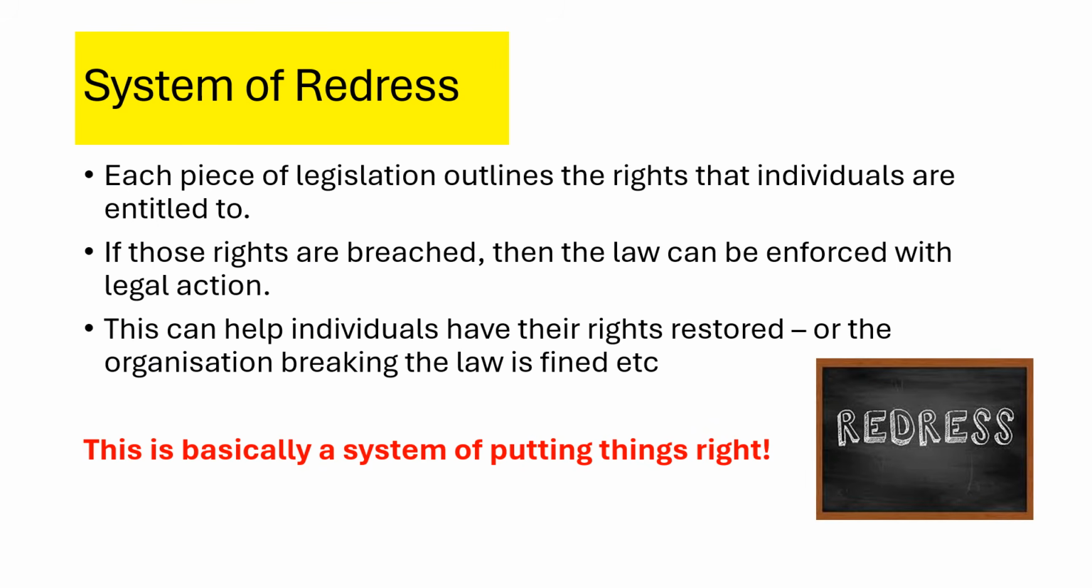So I've been talking all about all the different types of legislation, and I'm now going to move on to a system of redress. I apologise. So where legislation outlines the rights that individuals are entitled to, if those rights are breached, then the system of redress can come into place. It can help an individual have their rights restored. So it means that the setting can be taken to court, and if they're found to have broken the law, they can be fined. Basically, a system of redress is putting things right. So if you've had something done wrong to you, you can make it right, which is a system of redress.